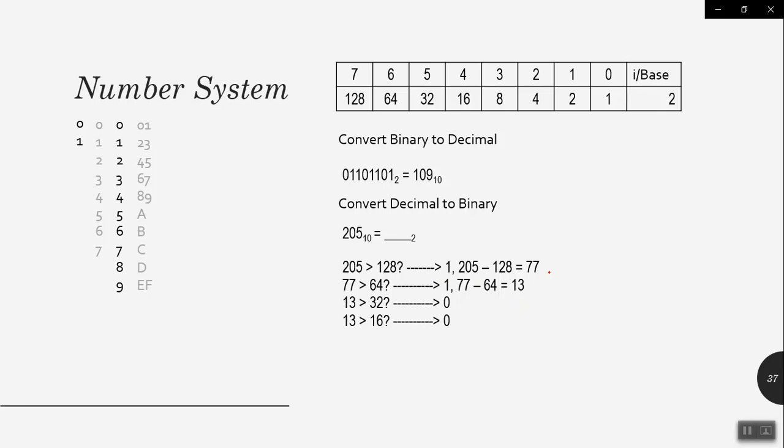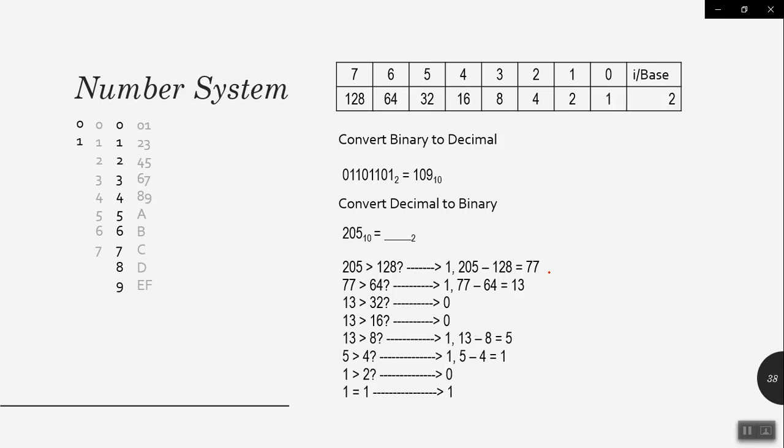And then compare it to the next value of our binary, which is 16. Now, is 13 greater than 16? Again, it's not. So we will annotate 0, and then we will not deduct any number to 13. We'll just bring it down. So as we continue or we go on, we will get these values.